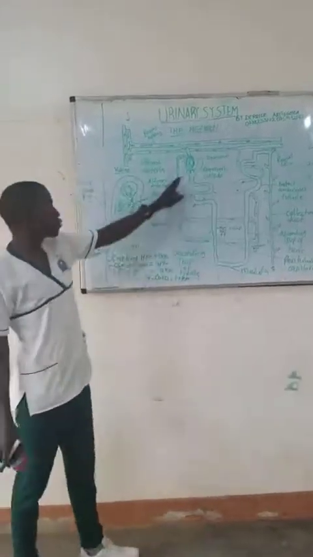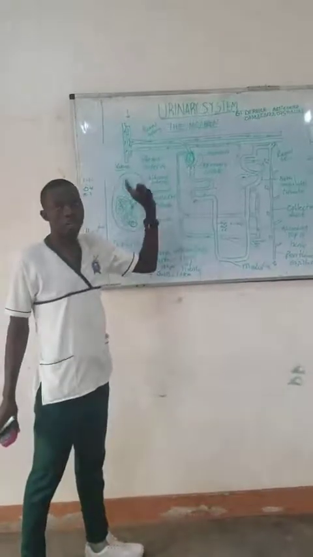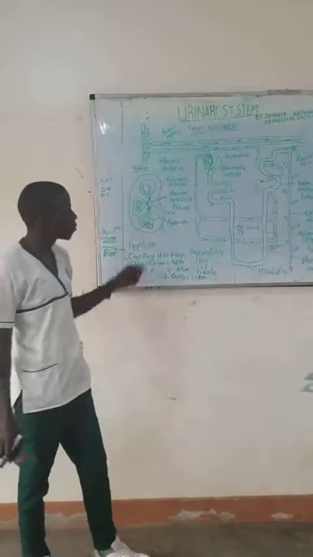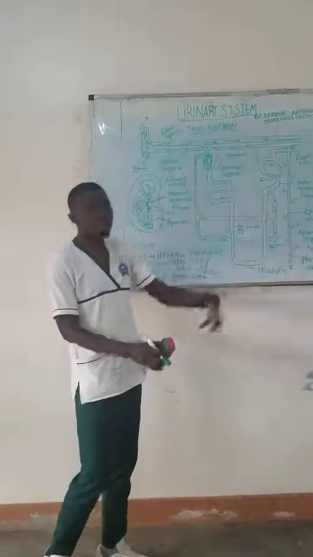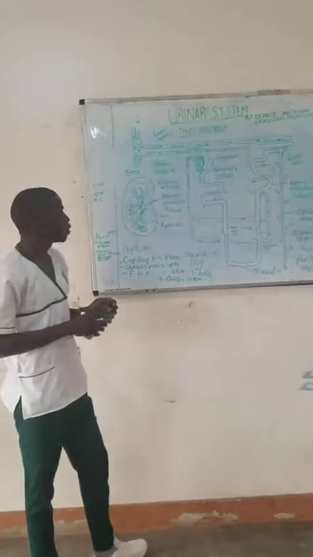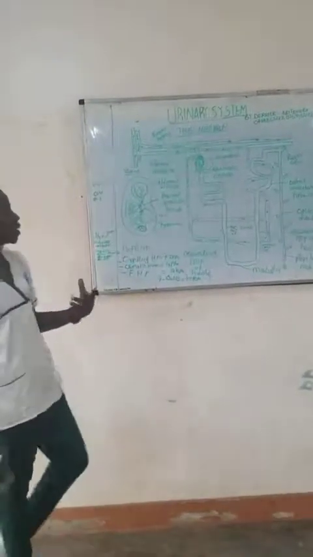So the substances which are filtered here have to be reabsorbed back into the body. Not forgetting that 90% of urine is made up of water, meaning by the time urine is passed out, all other substances must be reabsorbed back into the body for use. So at the proximal convoluted tubule, we have these substances which are now being reabsorbed.